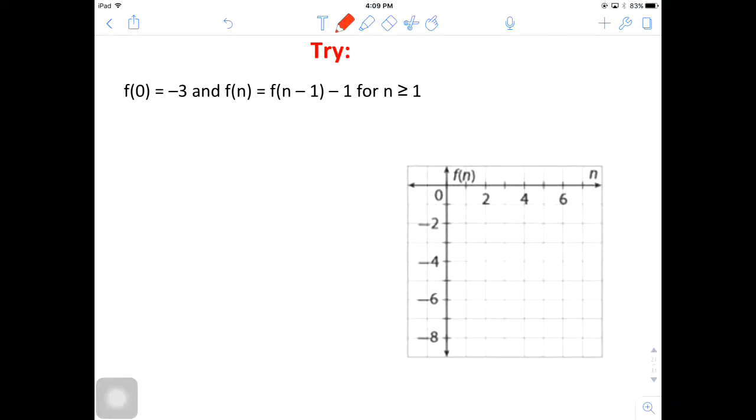And let's go ahead and have you try the next one. So here's an opportunity. Go ahead and pause the video and try it on your own before you check the answer.